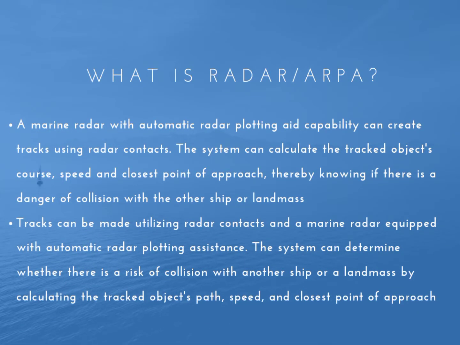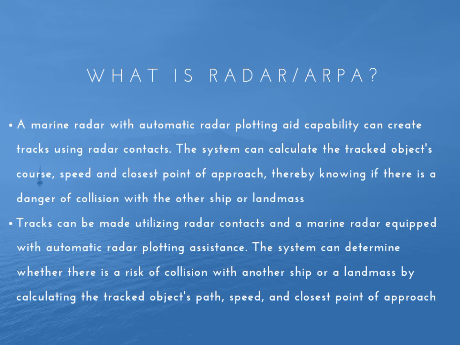A marine radar with automatic radar plotting aids capability can create a track using radar contact. The system can calculate the tracked object's course, speed, and closest point of approach nearby, knowing if there is a danger of collision with other ships or landmass.